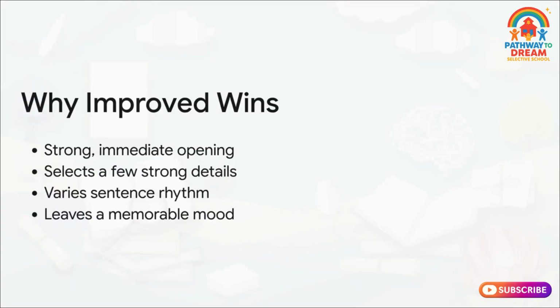Why does that second version absolutely crush it? Well, it uses a strong, immediate opening. But more importantly, it selects a few powerful, specific details, the blinking board, the scraping paper, rather than trying to describe every single brick in the station. It also varies the sentence rhythm naturally and leaves the reader with a deeply memorable, unsettling mood without ever actually using the word scary. It's all about quality over quantity.